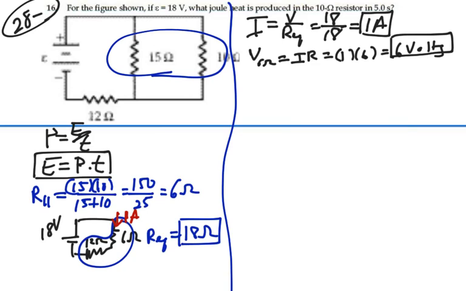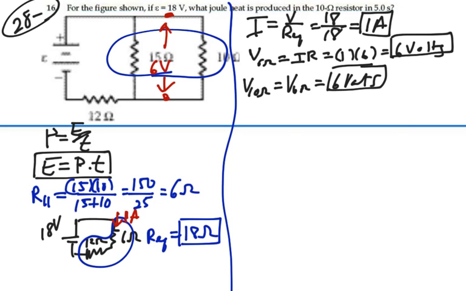So there's 6 volts across that 6 ohms. But that 6 ohms represents a parallel combination of the 15 with the 10. So there also is 6 volts across that parallel combination, because things in parallel have the same voltage and have the same voltage as their equivalent device. So the voltage of the 10 ohms will be equal to the voltage of the 6 ohms, which would be equal to 6 volts.